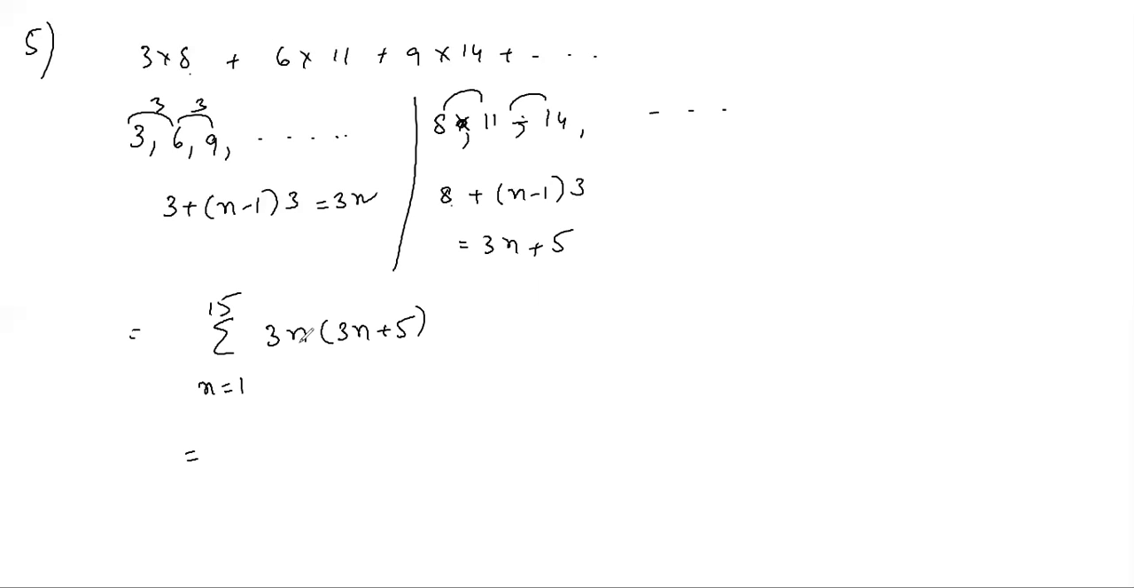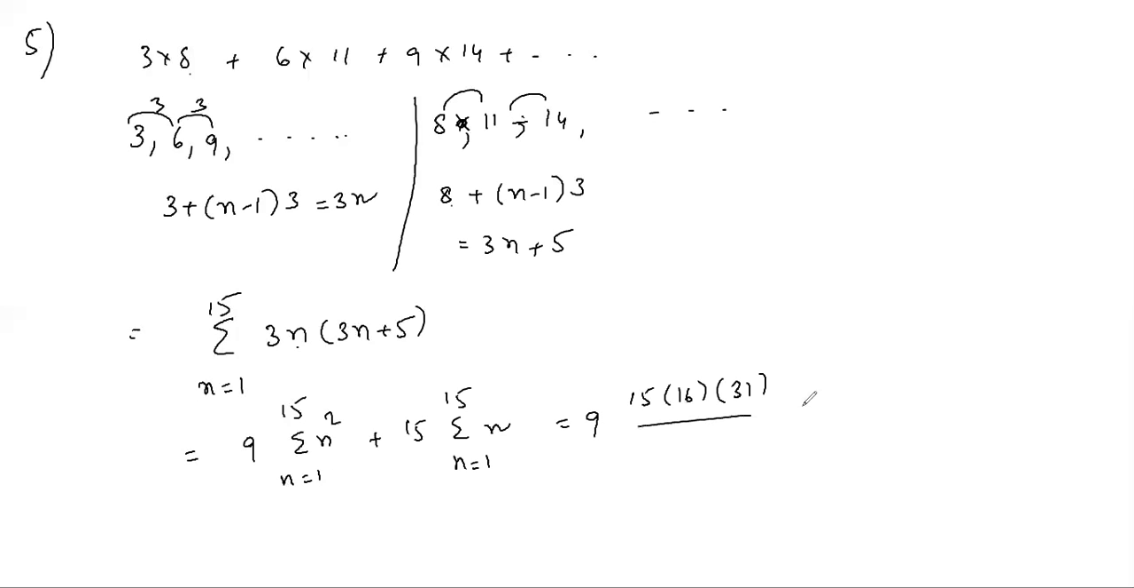3 into 3n, 9n square. So 9 sigma n square, n equals 1 to 15. Next, 3 into 5, 15 outside, sigma n equals 1 to 15, 1 into n. Up to 15 terms, you have to find sigma n square, n into n plus 1 into 2n plus 1 by 6, plus 15 into sigma n, which is n into n plus 1 by 2. N value is 15 here. 15 into 16 by 2. Simplify this value, you will get the answer.